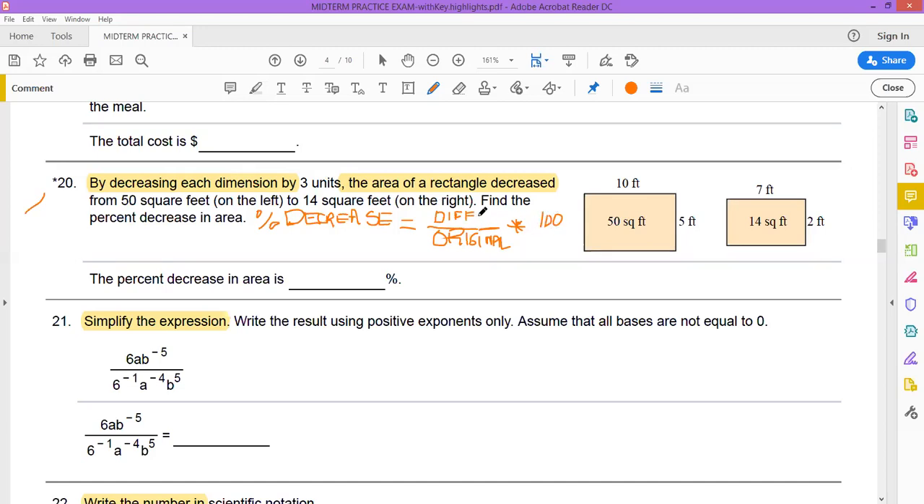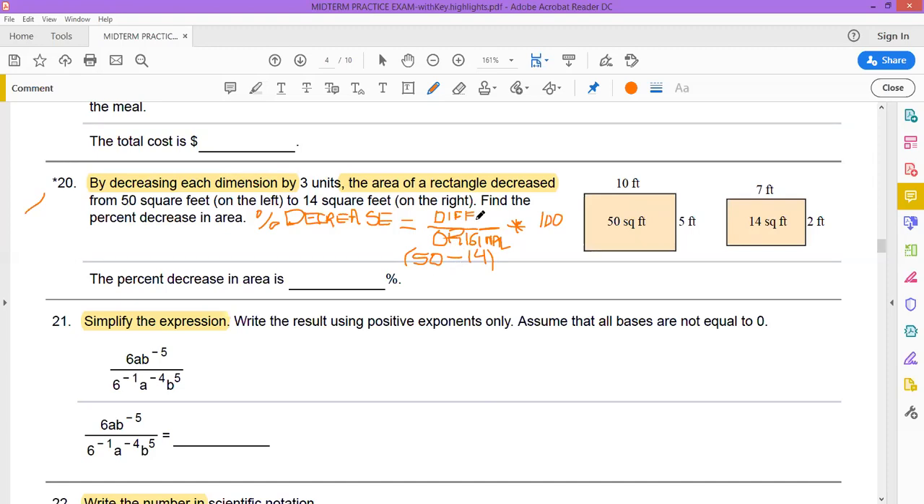So what do I mean by difference? What was the change? To go from 50 to 14, how far down did we go? So you got to subtract. That's why we take the difference. So 50 minus 14 will give us the difference. You always take the largest of the two, and you subtract the smaller one. So 50 minus the 14 will give us 36.